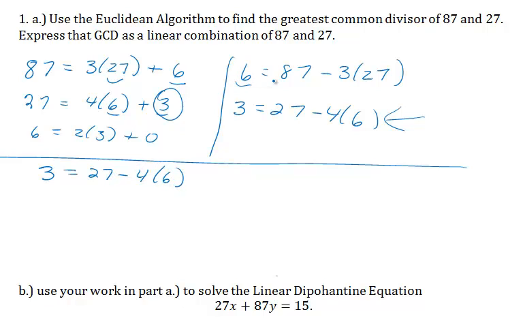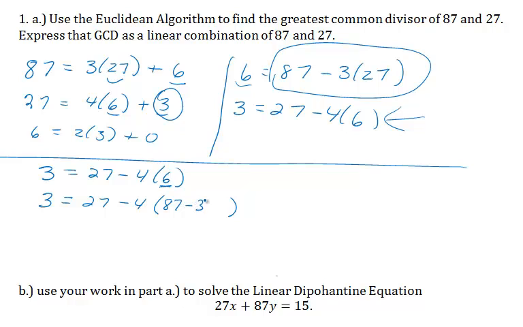Now this equation tells me that 6 is equal to this value. That's a new name for 6. What I want to do is take this 6 out and replace it with that new name for 6. So I've got 3 equals 27 minus 4 times the new name for 6, which is 87 minus 3 times 27.